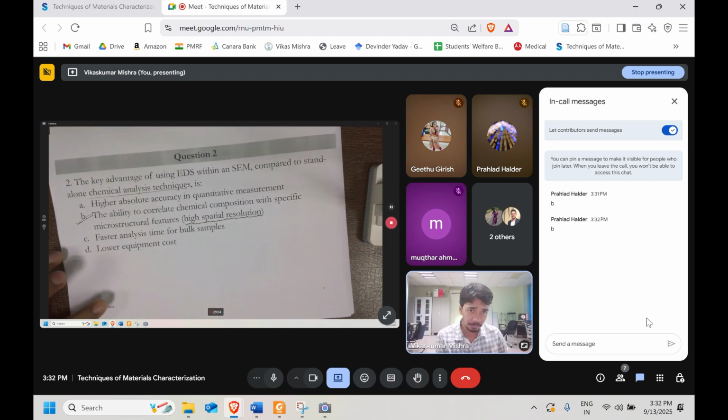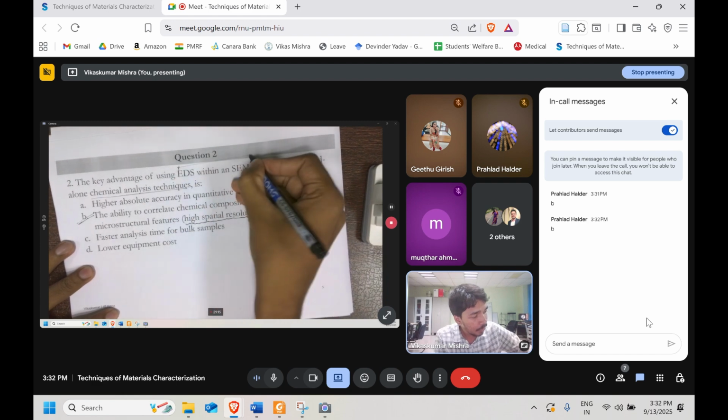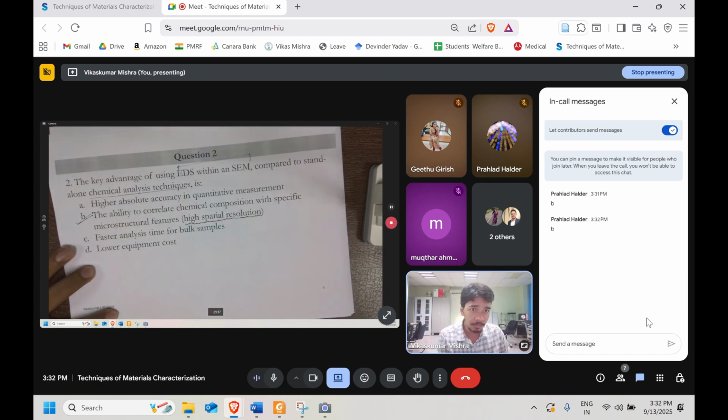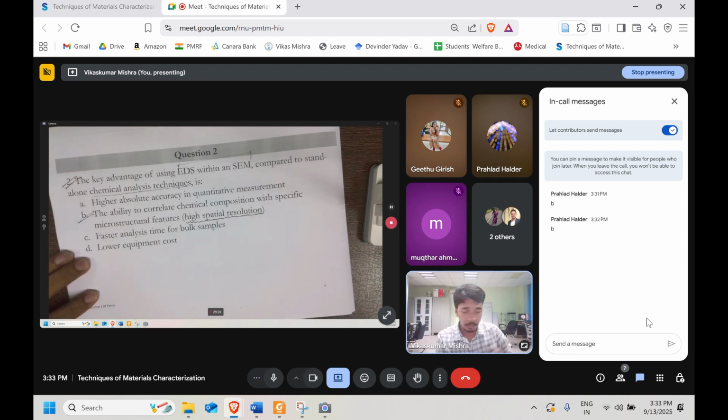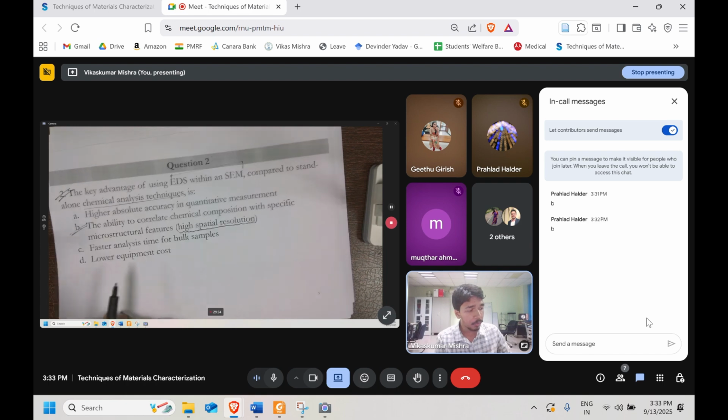Right, guys? Everyone, please try to interact. If you face any problem or if you want to answer the question, please feel free to do that. So the entire reason why we are using EDS with the SEM is that we want spatial resolution, that is, how the chemical compositions are distributed in the microstructure. That is something very interesting for us. So with that, you saw question number two. Now let's go to the next part.